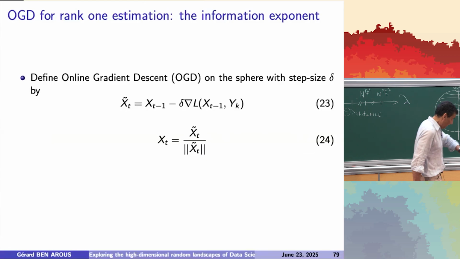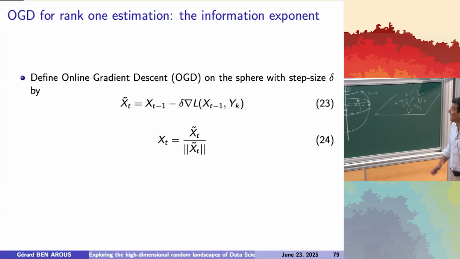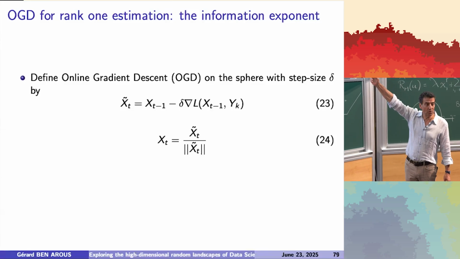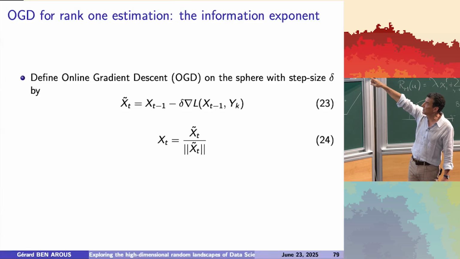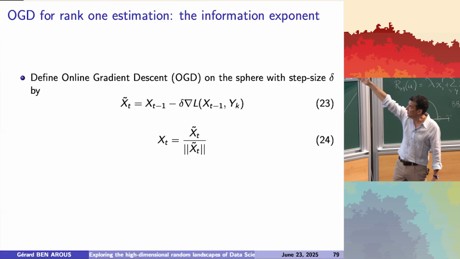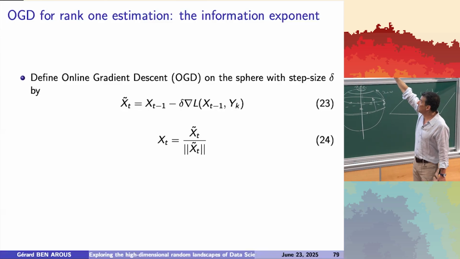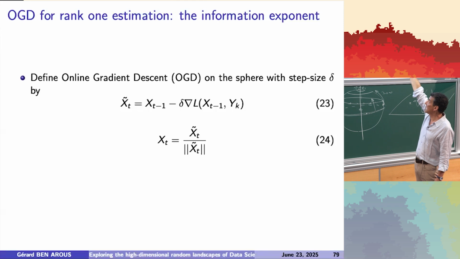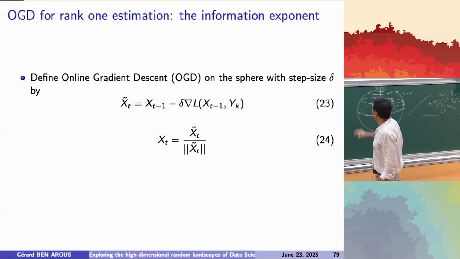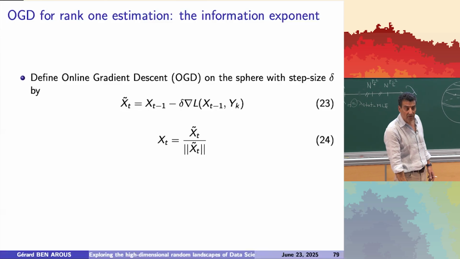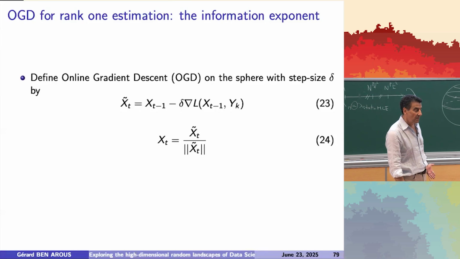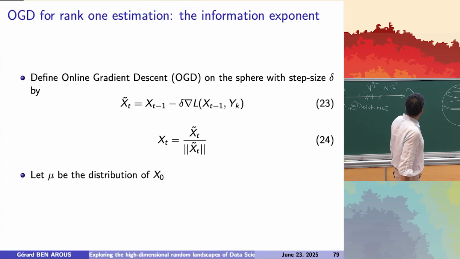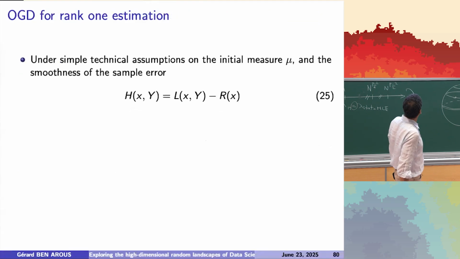Let me explain this very briefly in the 5 or 10 minutes that are left. This is OGD, online stochastic gradient descent for rank 1 estimation, and the information exponent. I remind you of online SGD: you have the position at a certain time, you do a step of size delta, and take the gradient with your last data point. Here I put it on the sphere, so I normalize by dividing by the norm to stay on the sphere. That's online SGD, the simplest version of SGD, with very, very small batches, and I start from whatever distribution at 0.